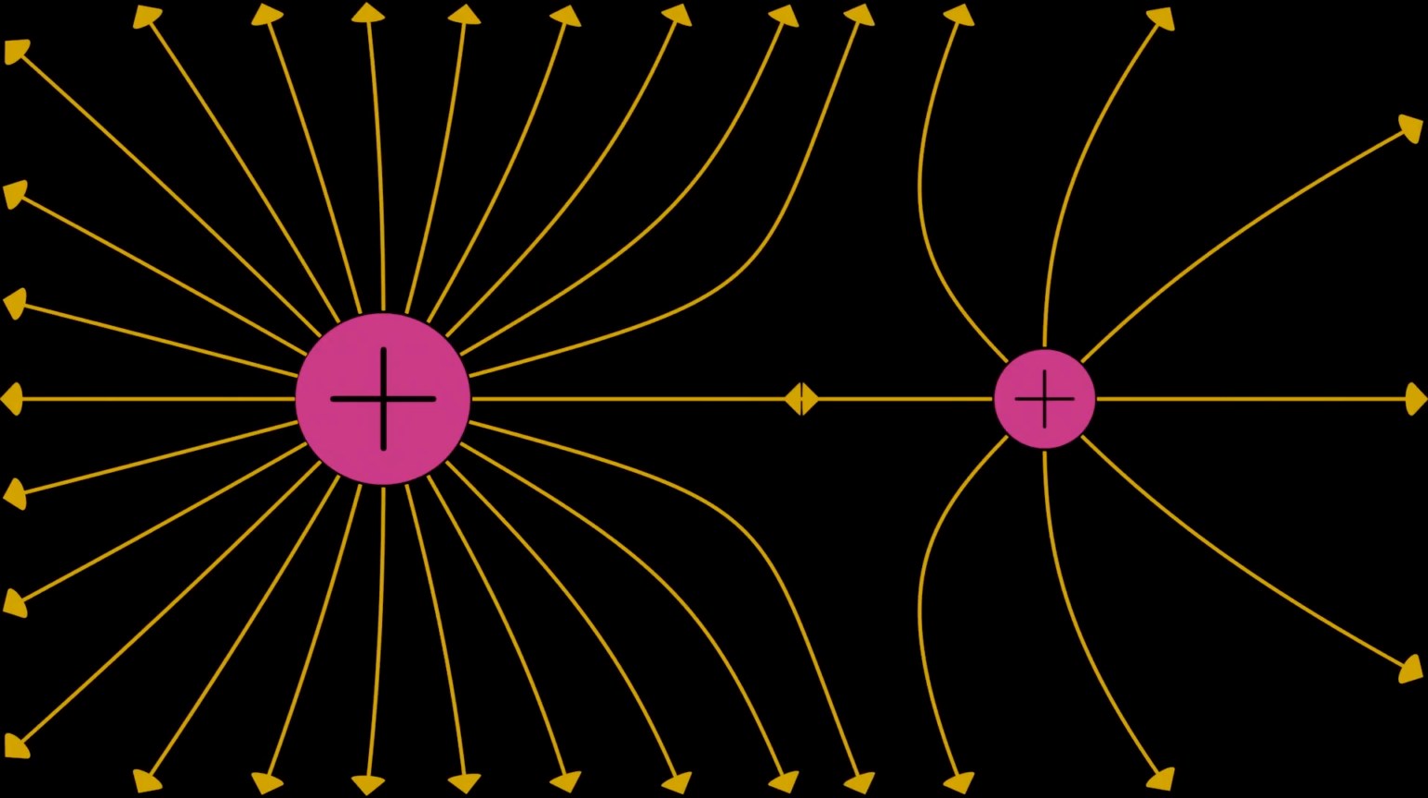In the next video, we'll talk about the simplest of all possible electric field line configurations, the uniform electric field.